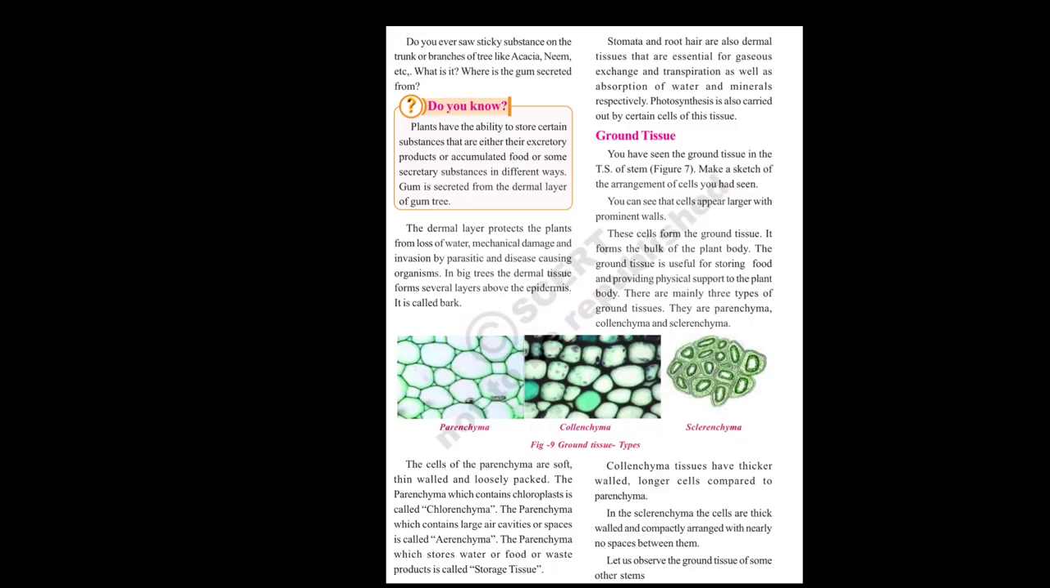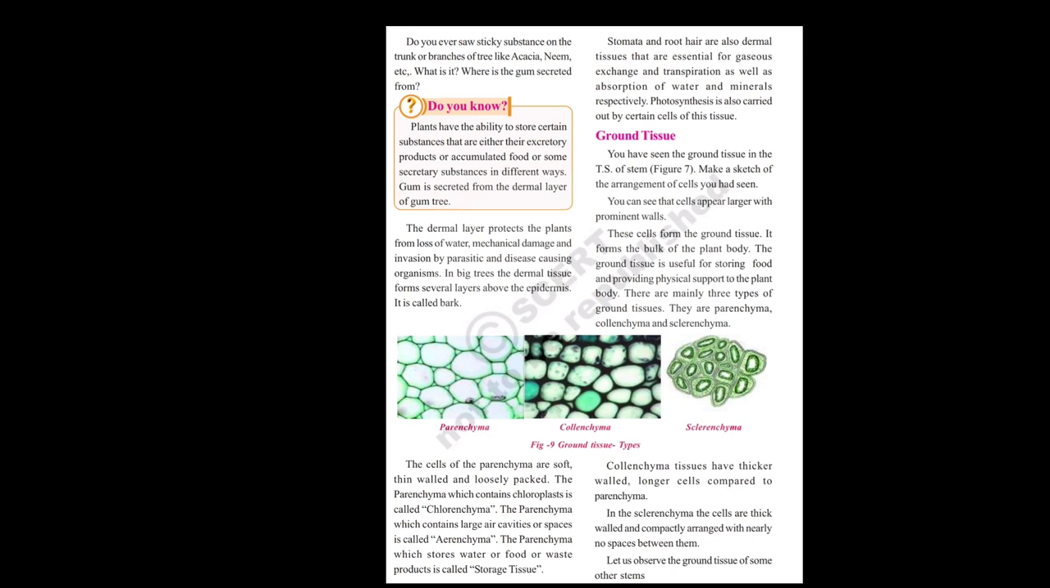First one is Parenchyma. The cells of the parenchyma are soft, thin-walled, and loosely packed. One of the most essential parts in the plant leaves is chloroplast. The chloroplast is placed inside the parenchyma. The parenchyma which contains chloroplast is called chlorenchyma.